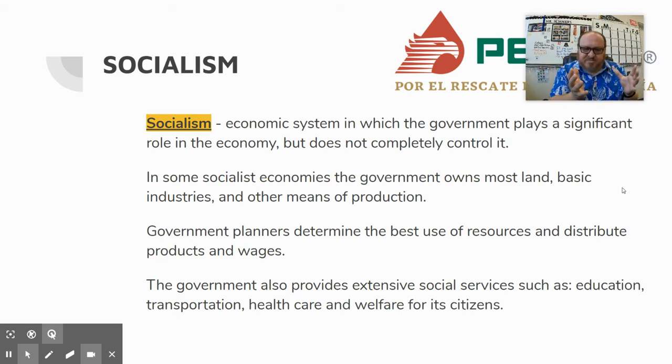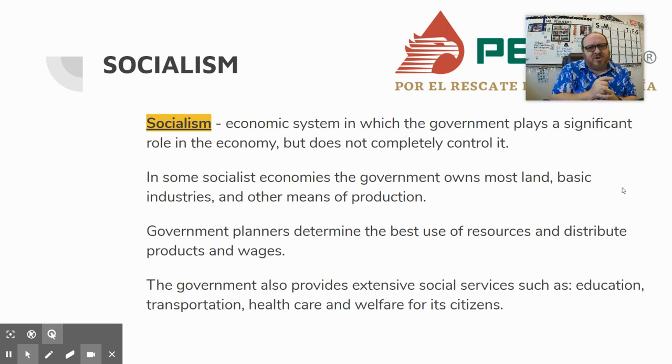So we said that the US is a mixed economy of capitalism and socialism. Well, socialism is an economic system in which government plays a significant role in the economy, but it doesn't control it completely. It may control parts of the economy, but not the entire economy. Okay? In some socialist economies, the government owns most of the land, the basic industries, and some other means of production. It's actually government planners who determine the best use of resources and then distribute those resources, the products, and the wages out to the society.